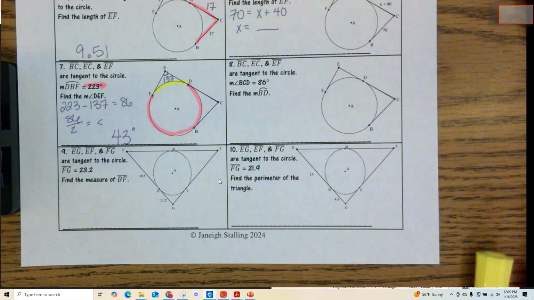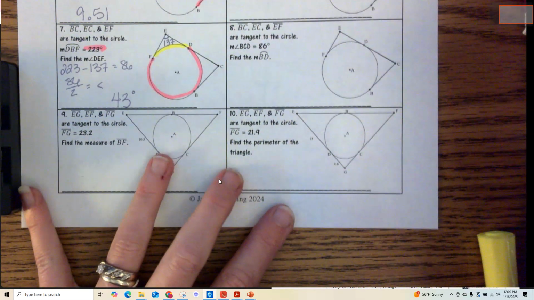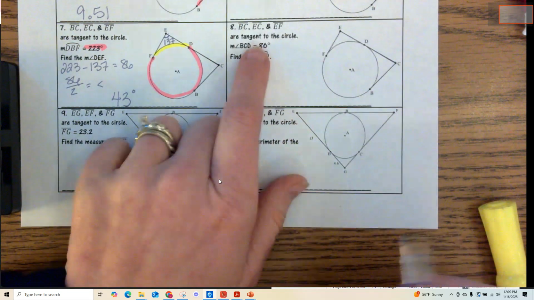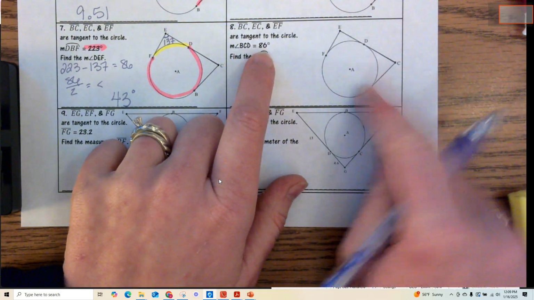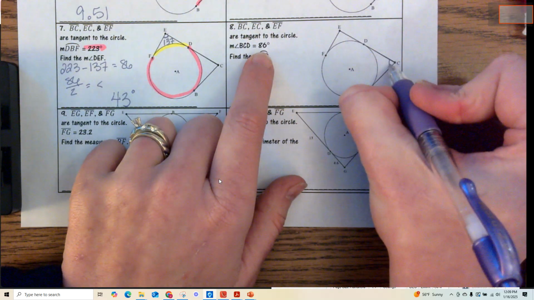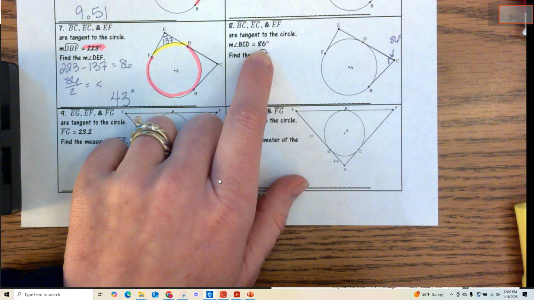Okay. Number 8's getting more complicated. We're going to go ahead and do 8 together. This time it gives me the angle measure. It says BCD is 86 degrees. BCD, that's this angle here. That angle is 86 degrees.